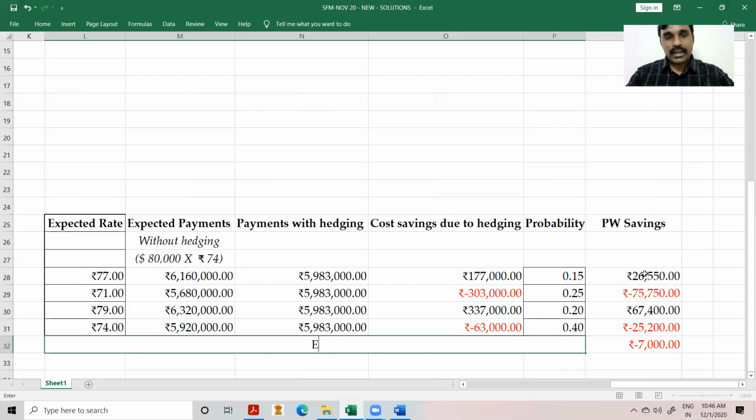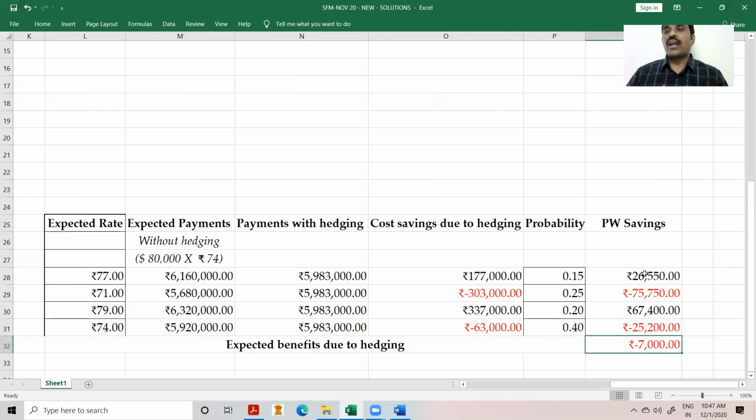Expected benefits due to hedging. As the expected benefit due to hedging is negative 7,000, it is not advisable. The 7,000 is negative because if you go for the hedging, we'll get a loss of 7,000. 7,000 is the expected loss of hedging. Since the expected figure is a loss, we'll not go for the hedging. This is a negative way of presenting.